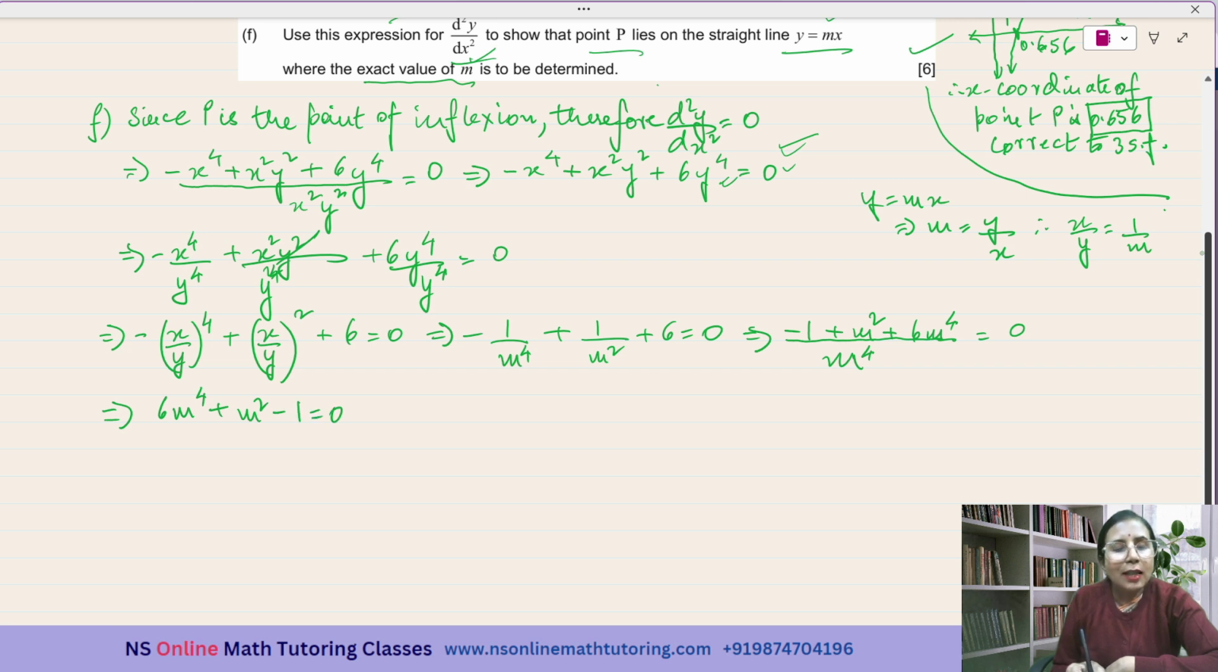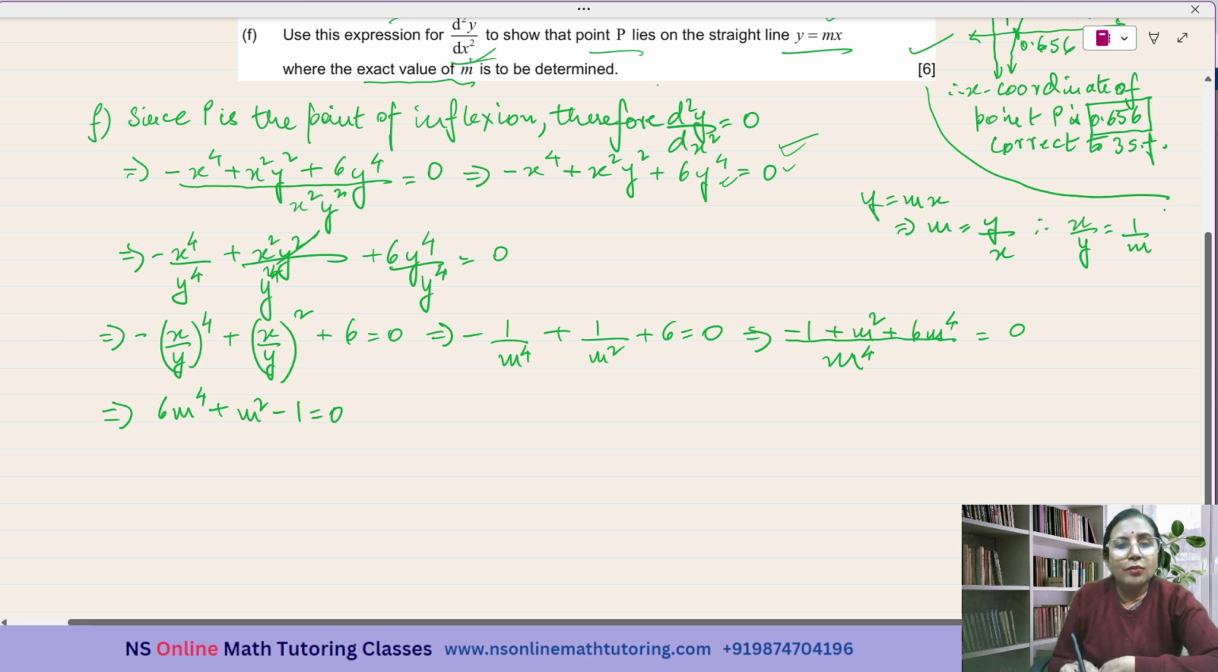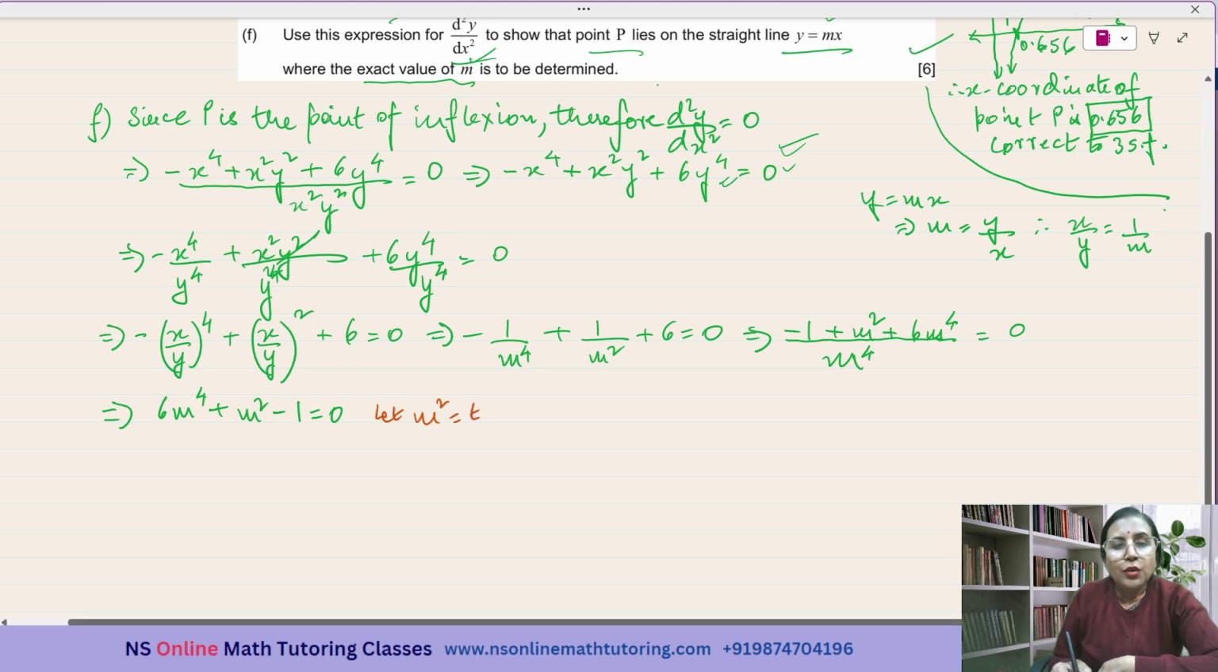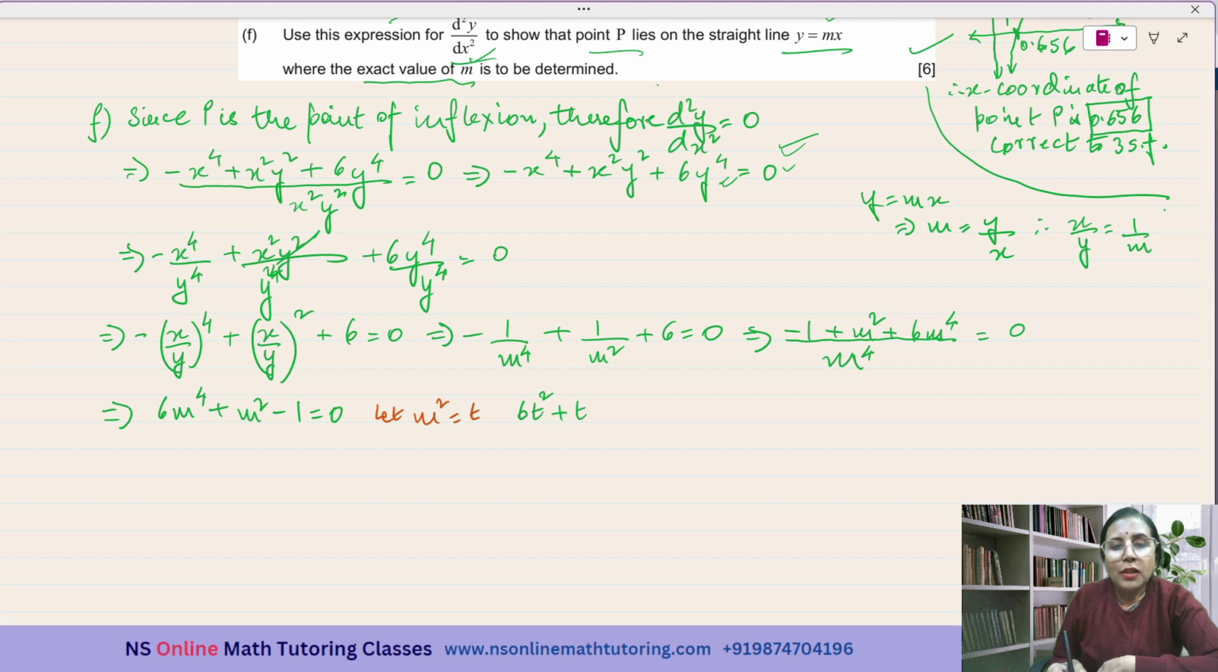Okay? And I can tell this is a quartic equation. I do not know how to solve it, but I can change it to a quadratic equation by taking m square equal to, say, t. So let m square equal to t. Then what happens? So m to the power of 4 will be equal to t square. So 6t square plus t minus 1 is equal to 0.